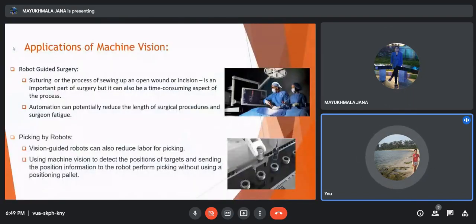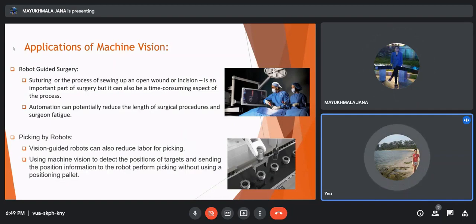Robot-guided surgery is an application of machine vision which allows doctors to perform many types of complex procedures with more precision, flexibility, and control than is possible with conventional techniques. The advantages of robotic surgery are that it reduces surgical site infection, causes less pain, less blood loss, quick recovery, and less noticeable scars. Also, vision-guided robots are widely used in picking and packing operations.